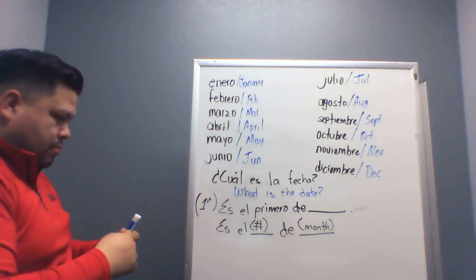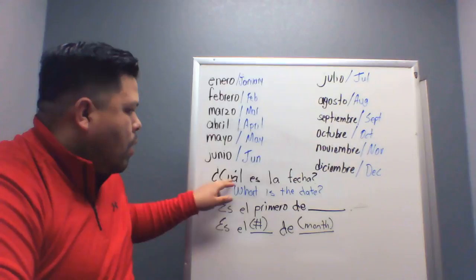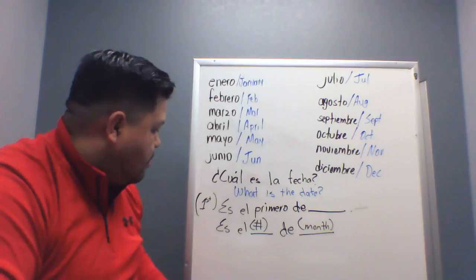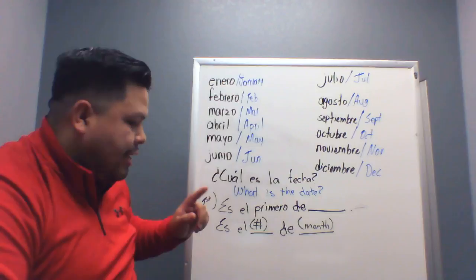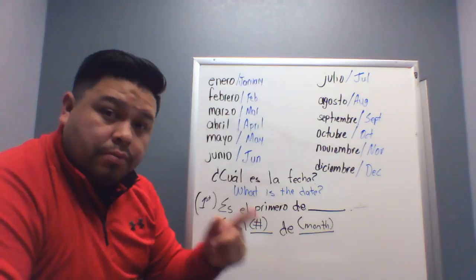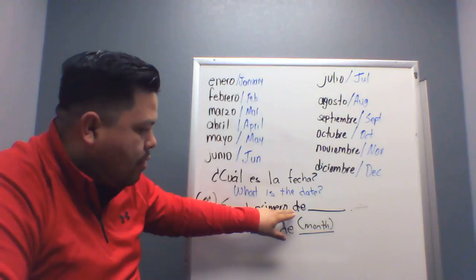So given that you know the numbers in Spanish, then I would say, ¿cuál es la fecha? Today's date is the 31st of January. ¿Cuál es la fecha? Es el 31 de enero. Tomorrow, February 1st. ¿Cuál es la fecha? Es el primero de febrero.